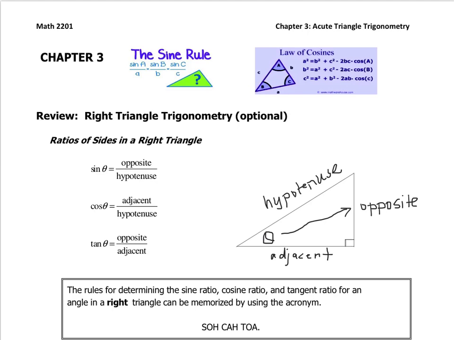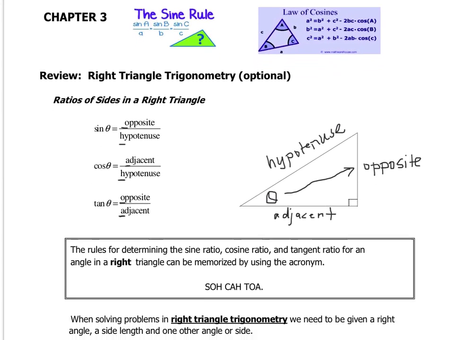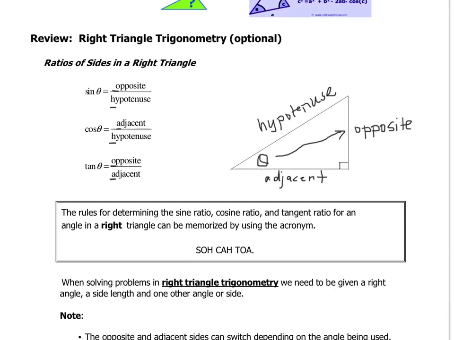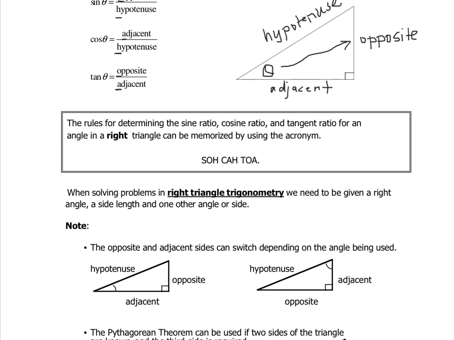So sine, if you remember, is the ratio of opposite over hypotenuse. Cosine of the angle theta is the ratio of adjacent over hypotenuse. And tan of the angle theta is opposite over adjacent. And because those are defined that way, we use the acronym SOHCAHTOA to help us remember the right triangle trig ratios. And that would be sine is opposite over hypotenuse, cos is adjacent over hypotenuse, and tan is opposite over adjacent.